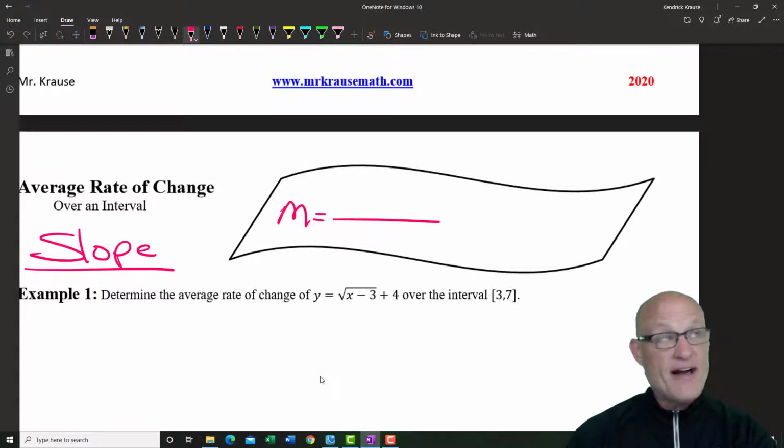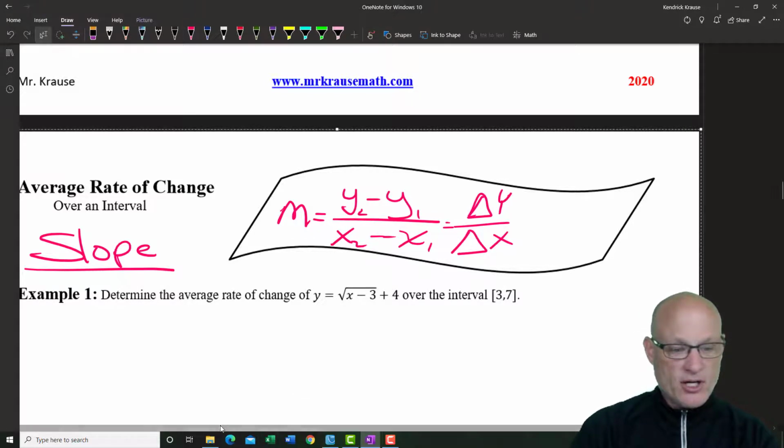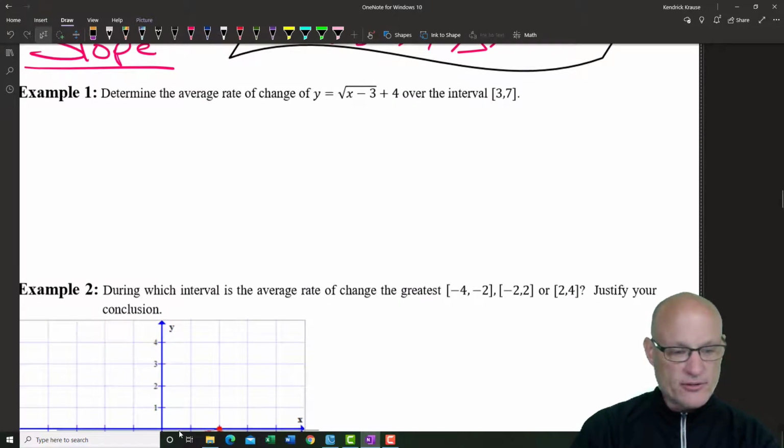Please, people, like 5 of you put X's on top. It's Y's on top, X's on bottom. Now, if you want, put the 2's here and the 2 here and the 1 here and the 1 here. Right? It's the change in Y's over the change in X's. Everybody should remember that. All right, so let's talk about this radical function here.